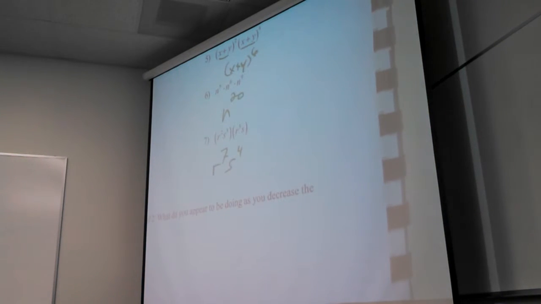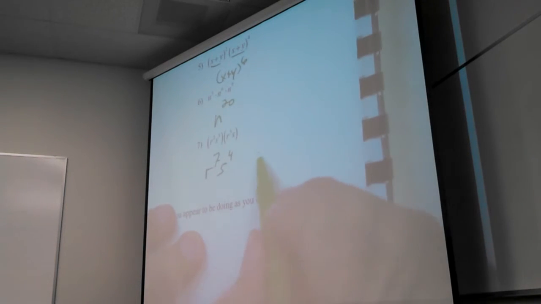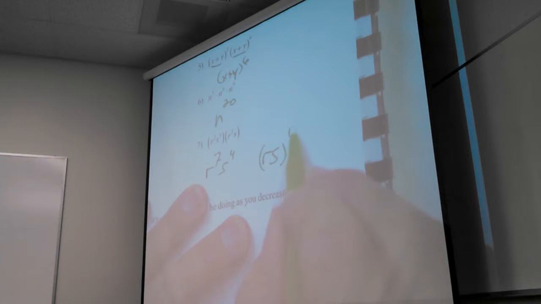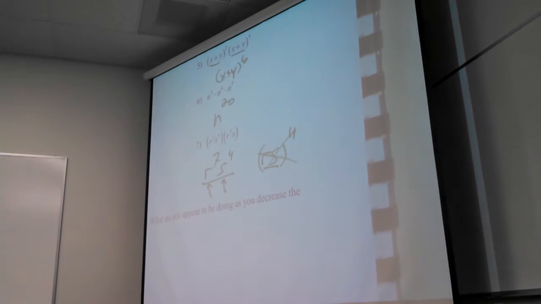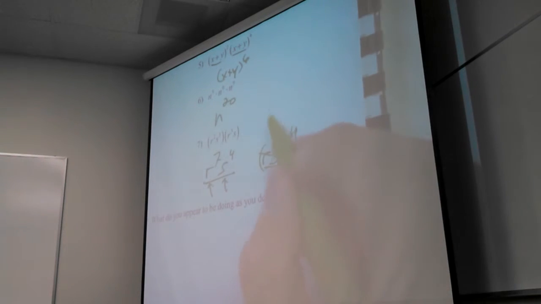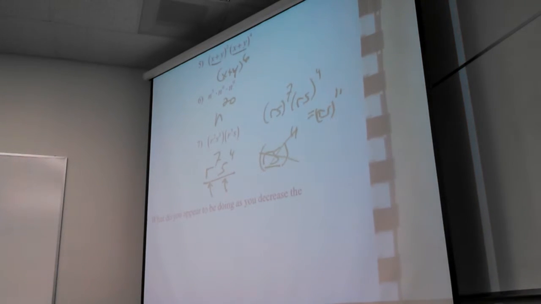Question. With that, is that the final answer, or can you say rs is 11? No. If you say this, you're telling me you have 11 r's and 11 s's. I don't have 11 of anything. So why can I not combine these? Because the bases are different. Good. So if I had rs to the 7th and rs to the 4th, that would be rs to the 11th. Because now I have 11 of those things.